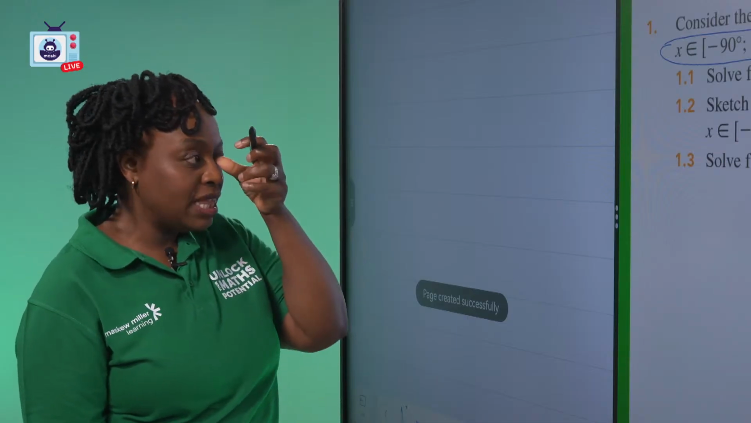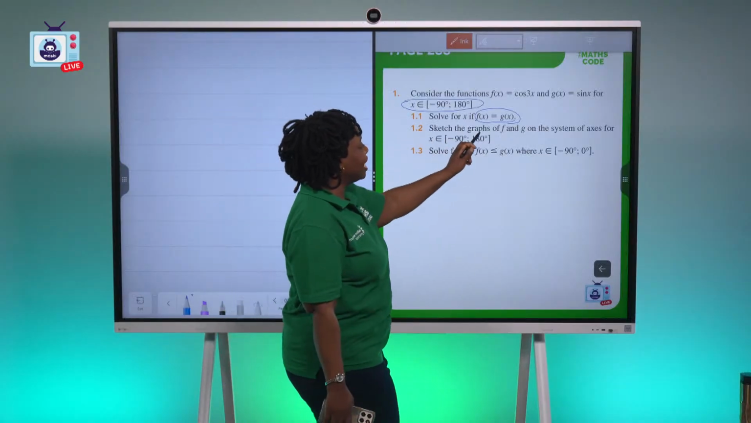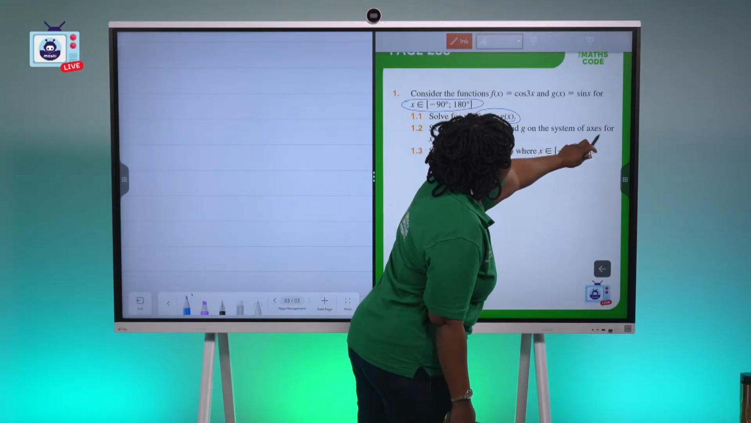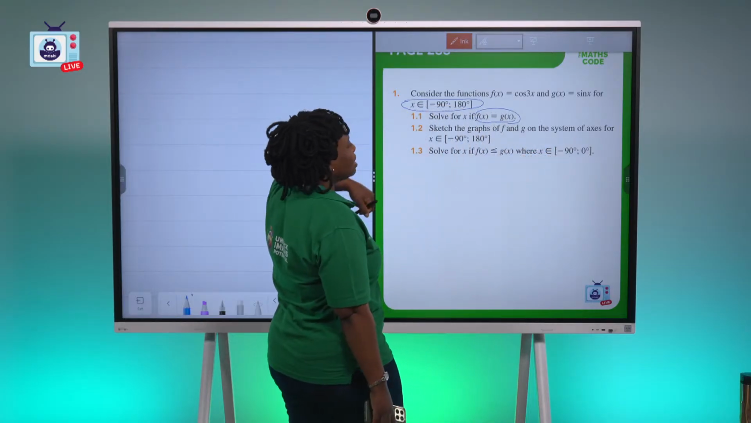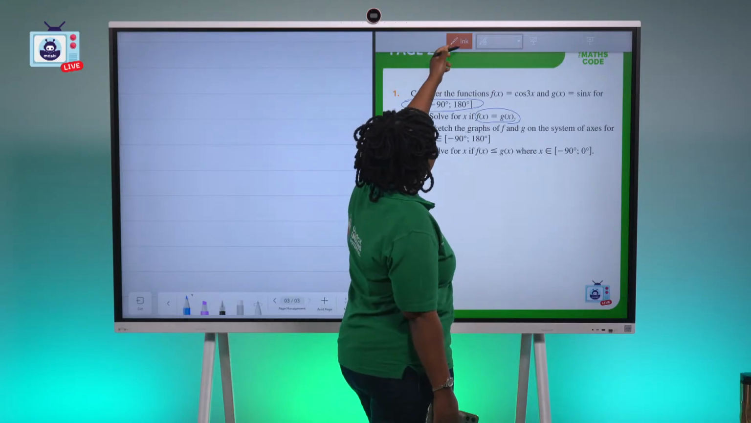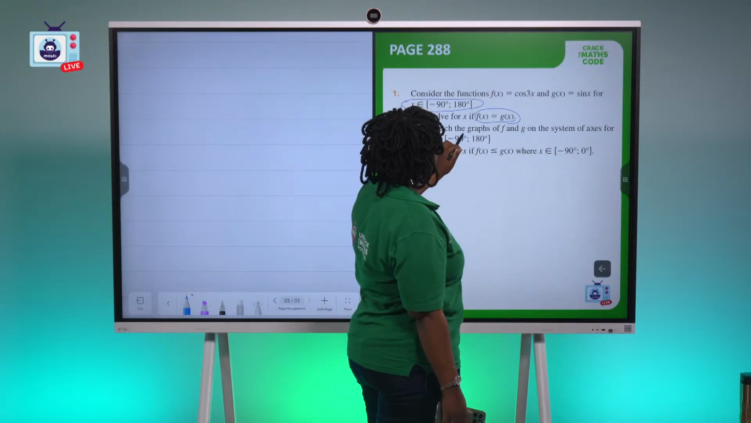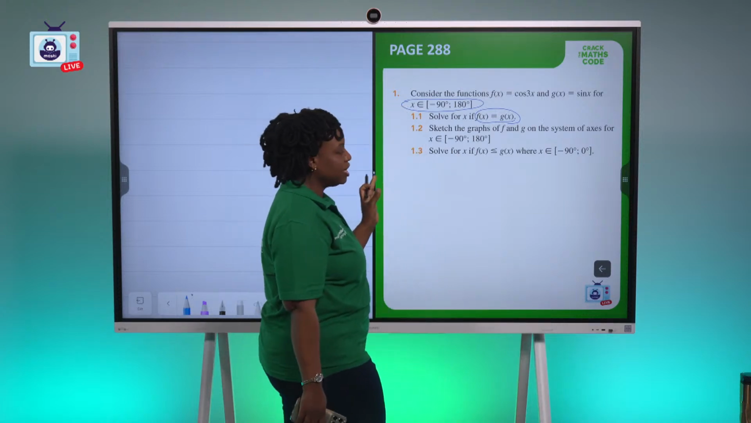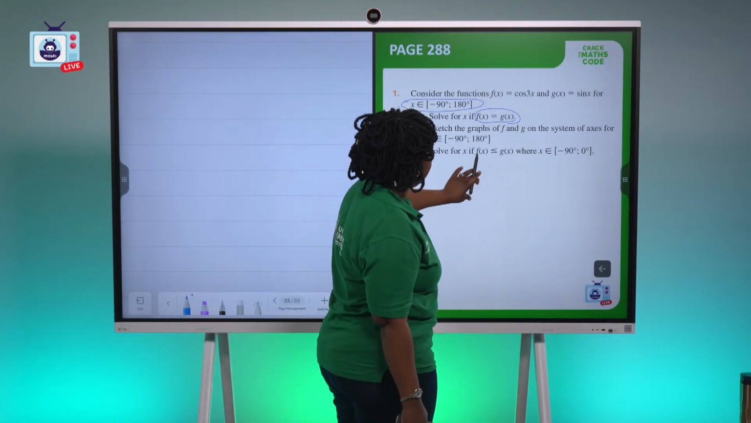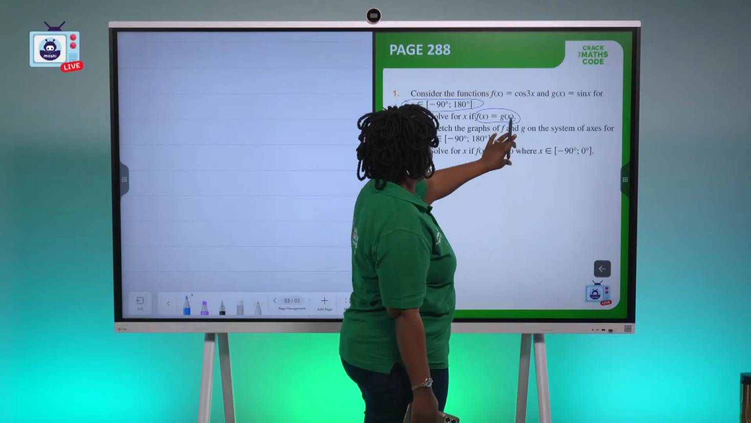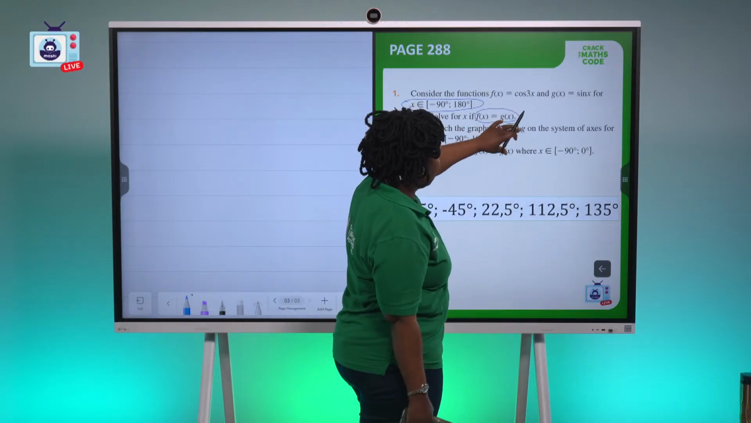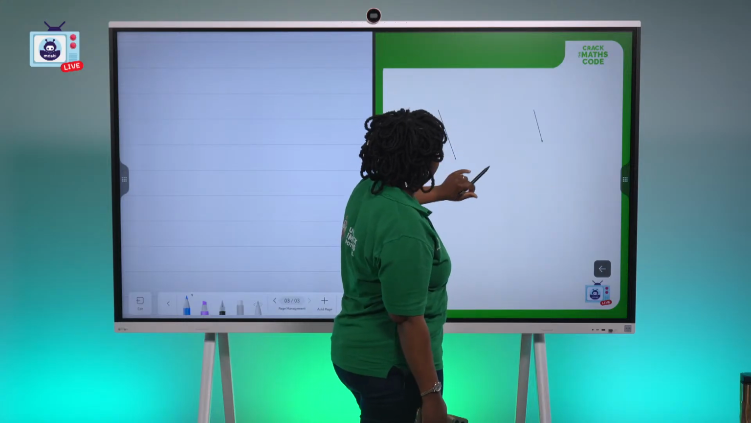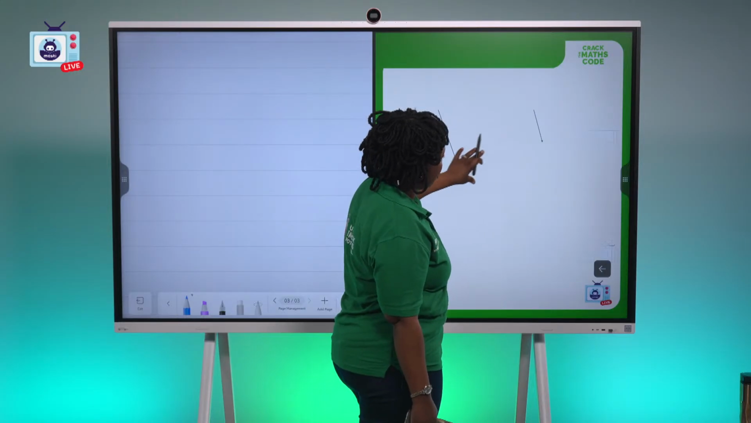All right, so that's the first part. Then for the second one, they said we must sketch the graphs of f and g on the same set of axes. That's what they are saying to us. So we have to draw it, but it has to be between -90 degrees and 180 degrees, included as well. Since we have found our answers, let's go check the graph.